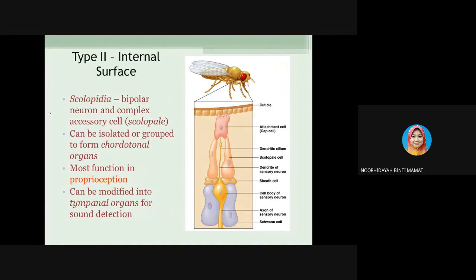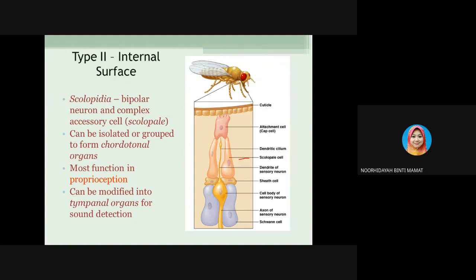Okay, the type 2 cells are on the internal surface, because the type 2 cells are associated with muscle or connective tissue. So they are in the internal surface. They have the scolopidia, which is a bipolar neuron and complex accessory cells. So they have the scolopale here.